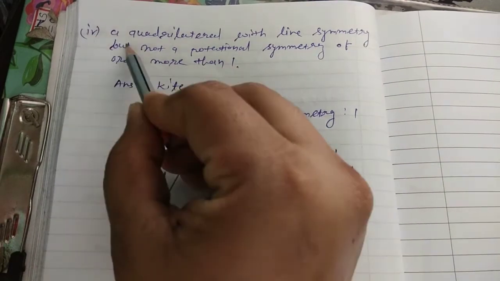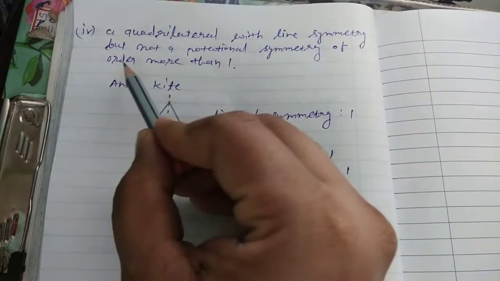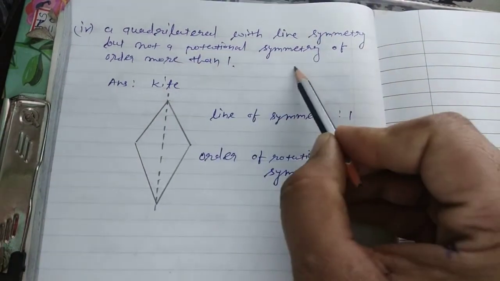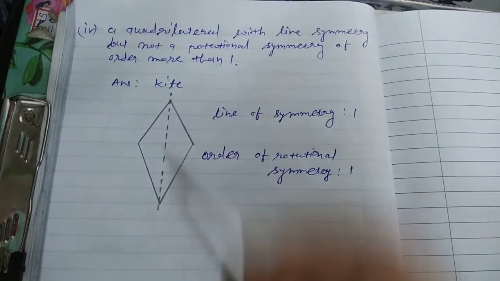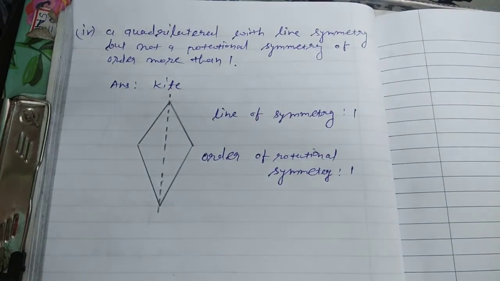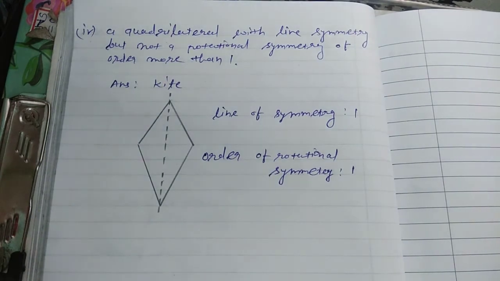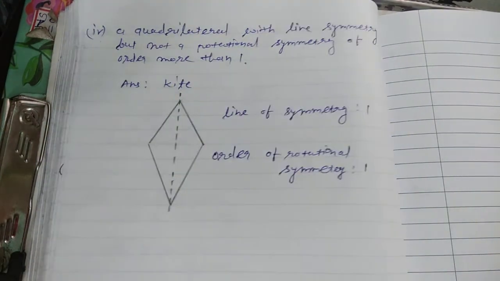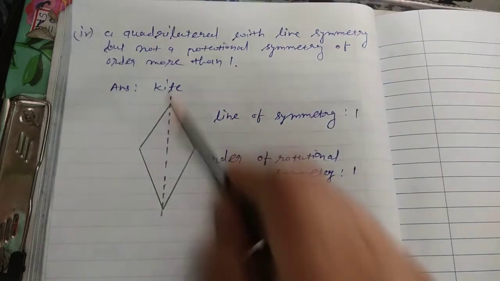And the last sum of question number 2, number 4. A quadrilateral with line symmetry but not a rotational symmetry of order more than 1. Now we have to find a quadrilateral which has a line symmetry but not a rotational symmetry of order more than 1. And this is nothing but a kite.